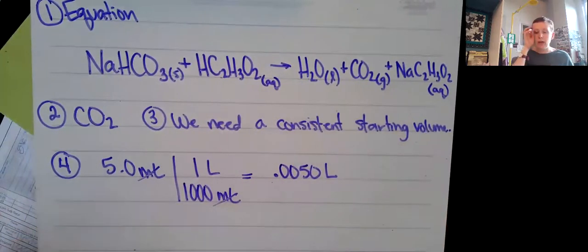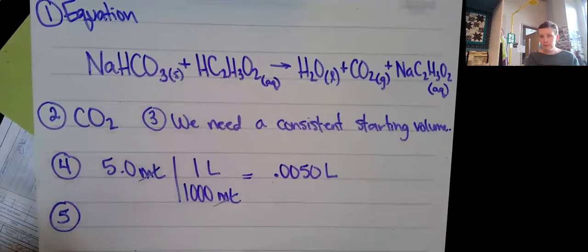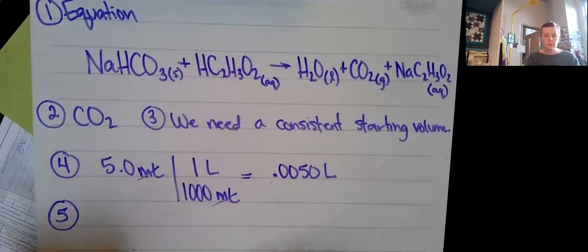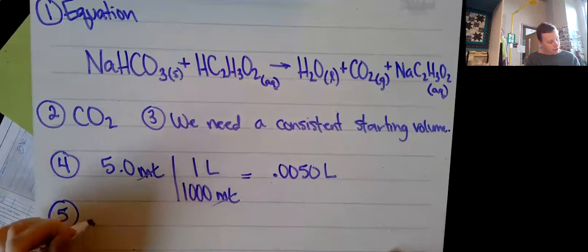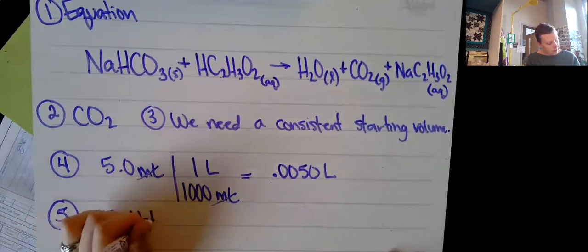Calculate the volume of carbon dioxide that will be produced if 0.15 grams of NaHCO3 react completely with the acetic acid. I'm going to squeeze it in here, and then we're going to convert it to liters as well. So we'll see if I have space for that. But our starting point is 0.15 grams NaHCO3.